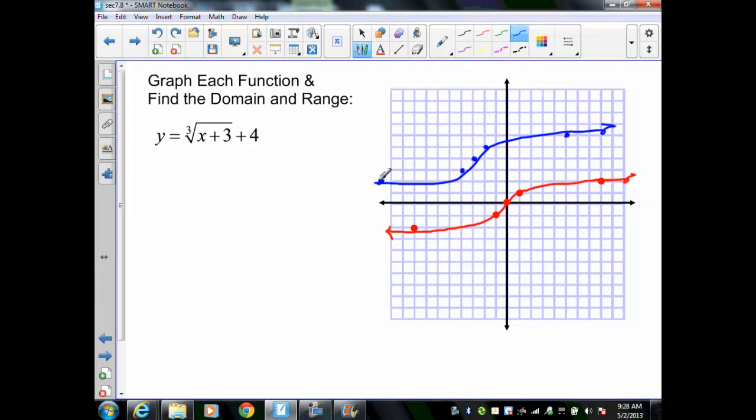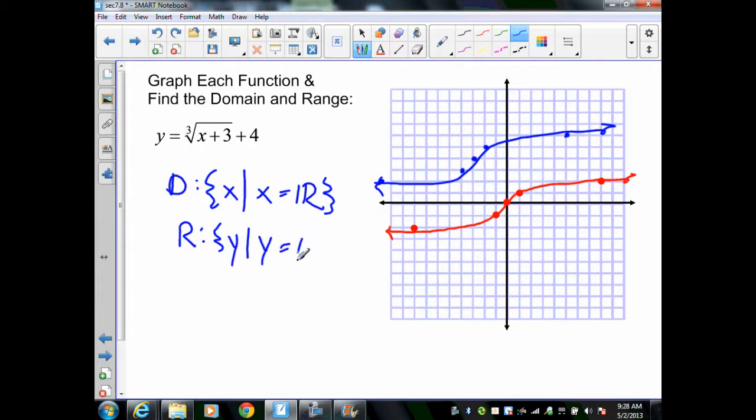And that is my new function, the cube root of x plus 3, plus 4. Domain: x is all real numbers. And the range: y equals all real numbers.